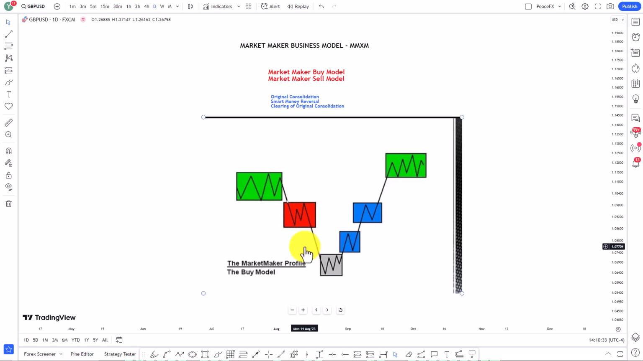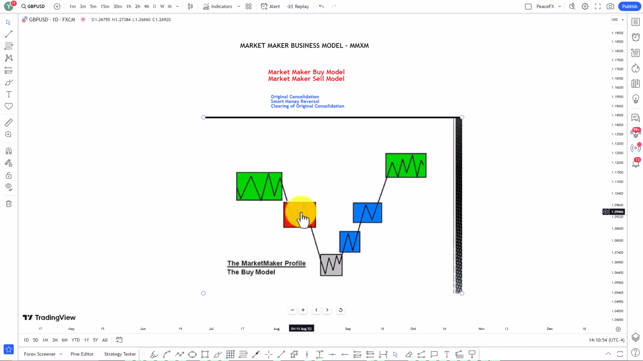The number, the levels don't matter. But the three things that matter are the original consolidation, smart money reversal, and the clearing of the original consolidation. These mid levels don't matter. And you can see this one, this area is higher than this one. So point of origin, original consolidation, which houses the buy side liquidity pool.